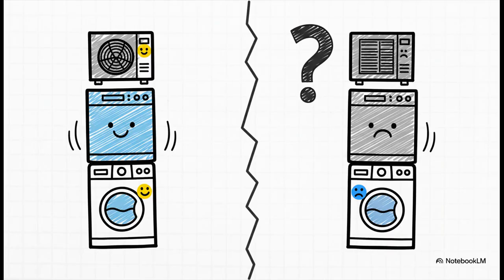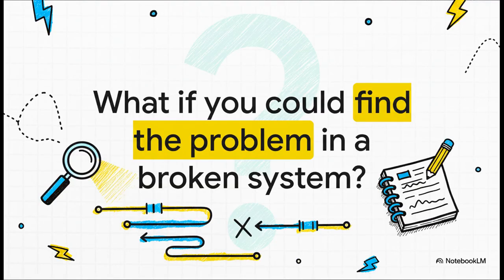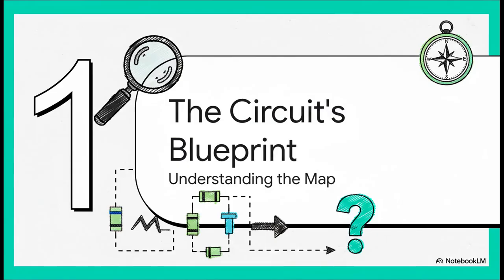You know the feeling, right? One minute, everything's humming along just fine. The next, complete silence. Your dishwasher, your AC, whatever it is, just gives up the ghost. And you're left standing there with a broken machine and no idea why. But what if I told you that you could find the problem yourself? Because inside every single one of those devices, there's a kind of map. And if you know how to read that map, you can track down the exact part that's causing all the trouble.